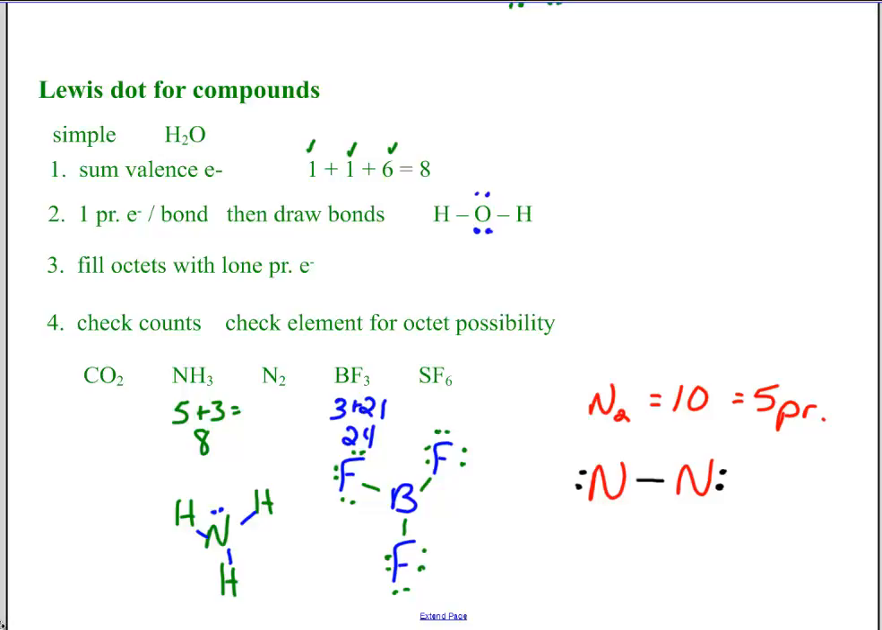If I put both pairs on the left nitrogen, the right doesn't have enough. If I put both of them on the right-hand nitrogen, the left one doesn't have enough. And if I put 1 on each, neither of them has enough. So I solved the problem, to make sure that each nitrogen atom has an octet, by putting both pairs in between. And so now the left-hand nitrogen has 1, 2, 3 pairs that it shares plus a lone pair. It has an octet. It's satisfied. Same is true of the right-hand nitrogen. It has 3 shared pairs and a lone pair, so it has an octet, and it is satisfied as well.